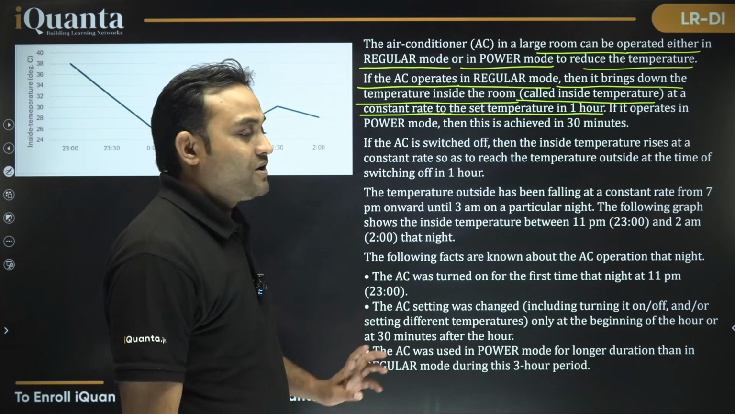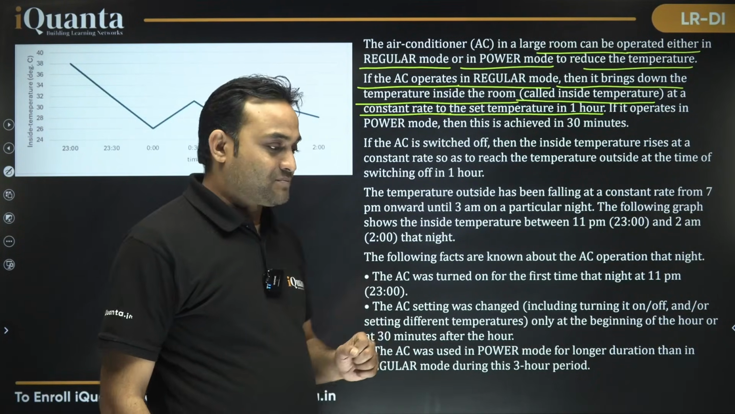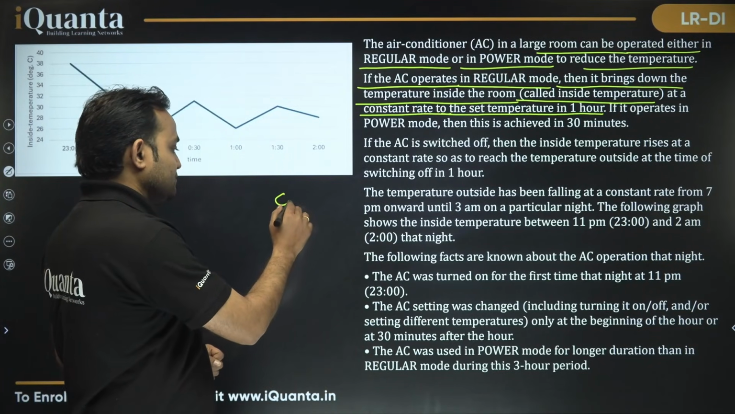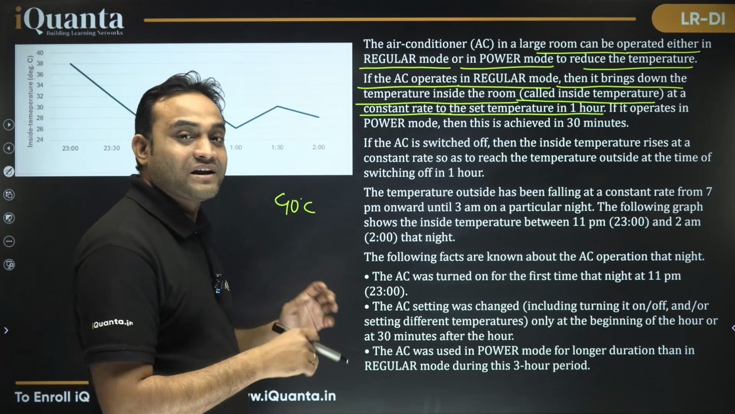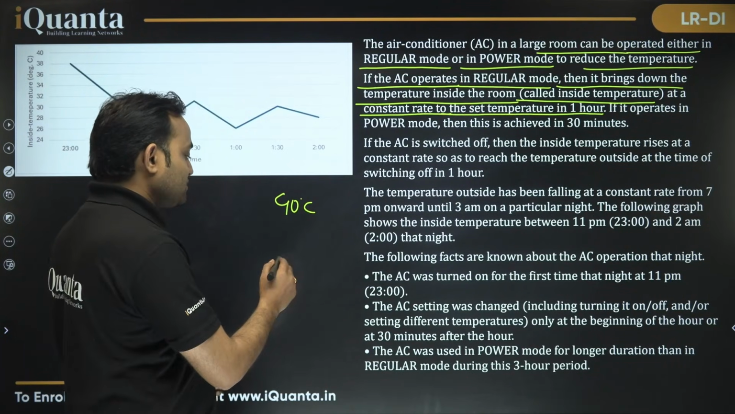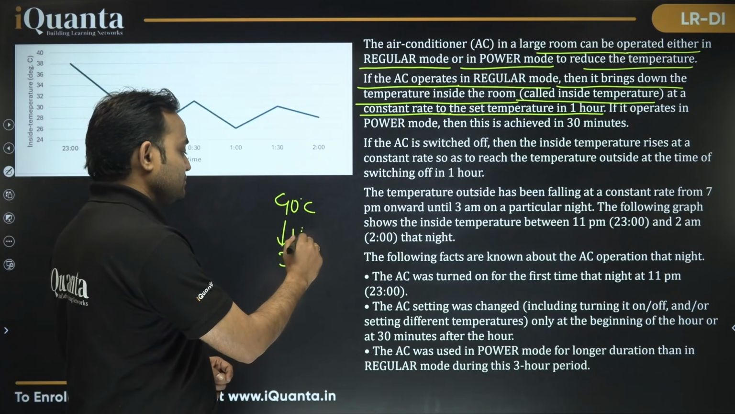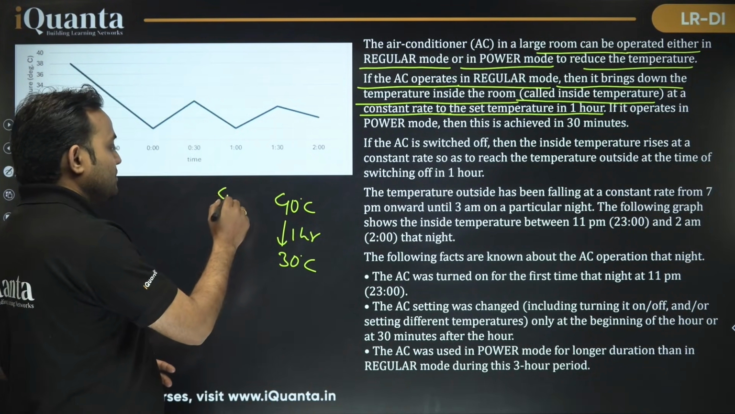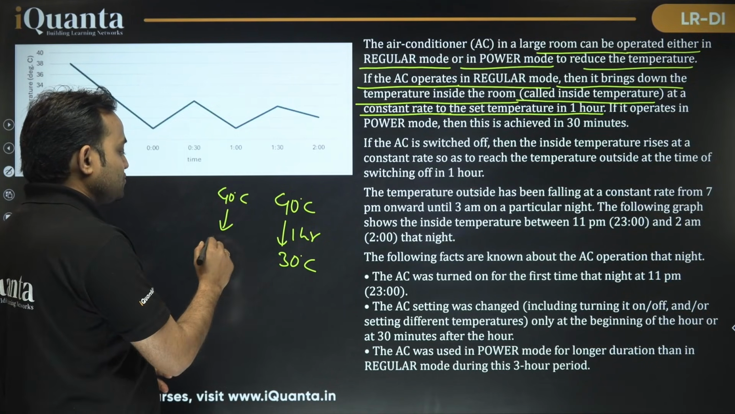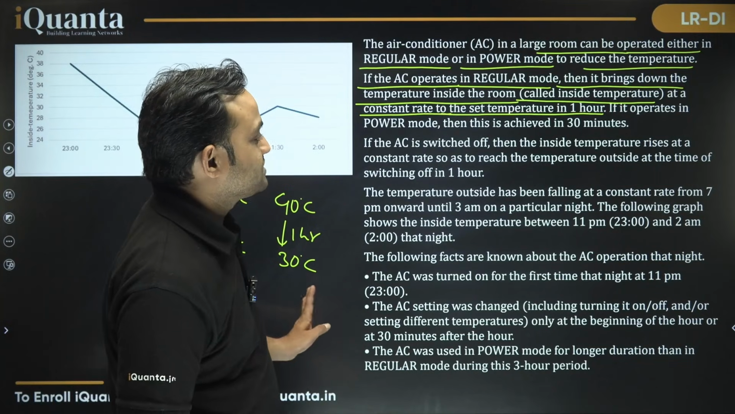Means if the room temperature is, let's say, 40 degrees Celsius and you have set the regular mode to bring down the temperature to 30 degrees Celsius, this will happen in 1 hour. So in half an hour, it will be from 40 degrees Celsius to 35 degrees Celsius. Okay, I think it should be clear.